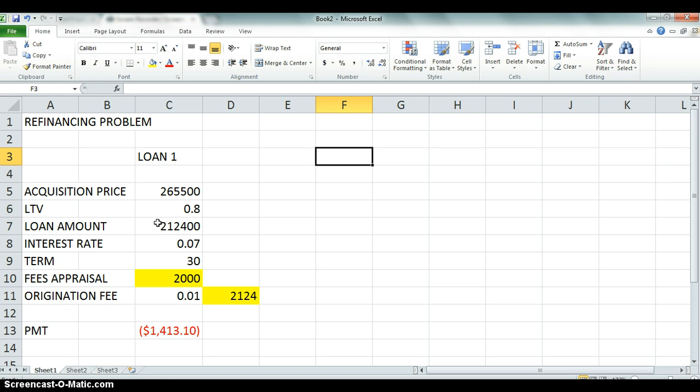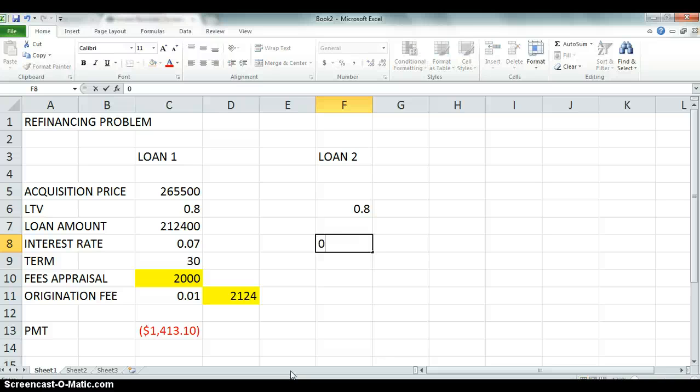Now for the new terms, we have loan 2 with the following information that is available to us. The loan-to-value ratio will also be 80%. Our loan amount will depend on the balance standing from loan 1, since we are only going to be allowed to pay off this old loan, and we're not going to be allowed to actually take cash out and take advantage of a different loan. So for our loan amount, we will know that later.